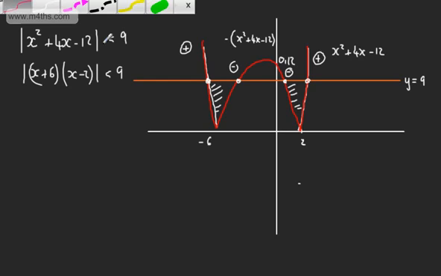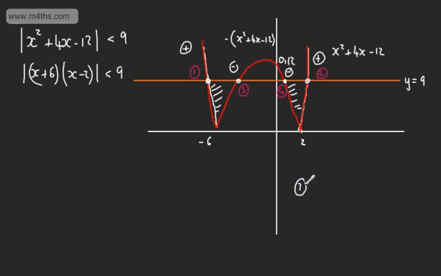We're going to have now, and I'll call this one solution number 1, this one solution number 2, this one solution number 3, and this one solution number 4. So if we think about 1 and 2, what we have is the positive quadratic, x squared plus 4x minus 12, will be equal to 9.